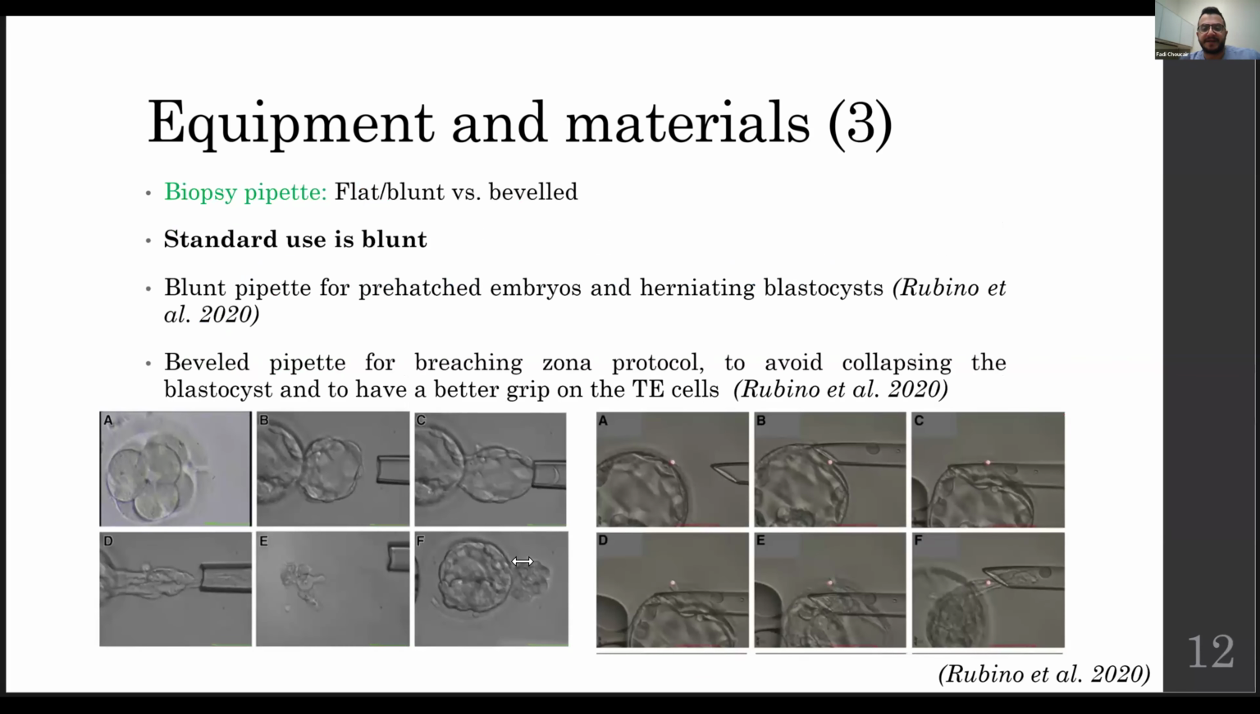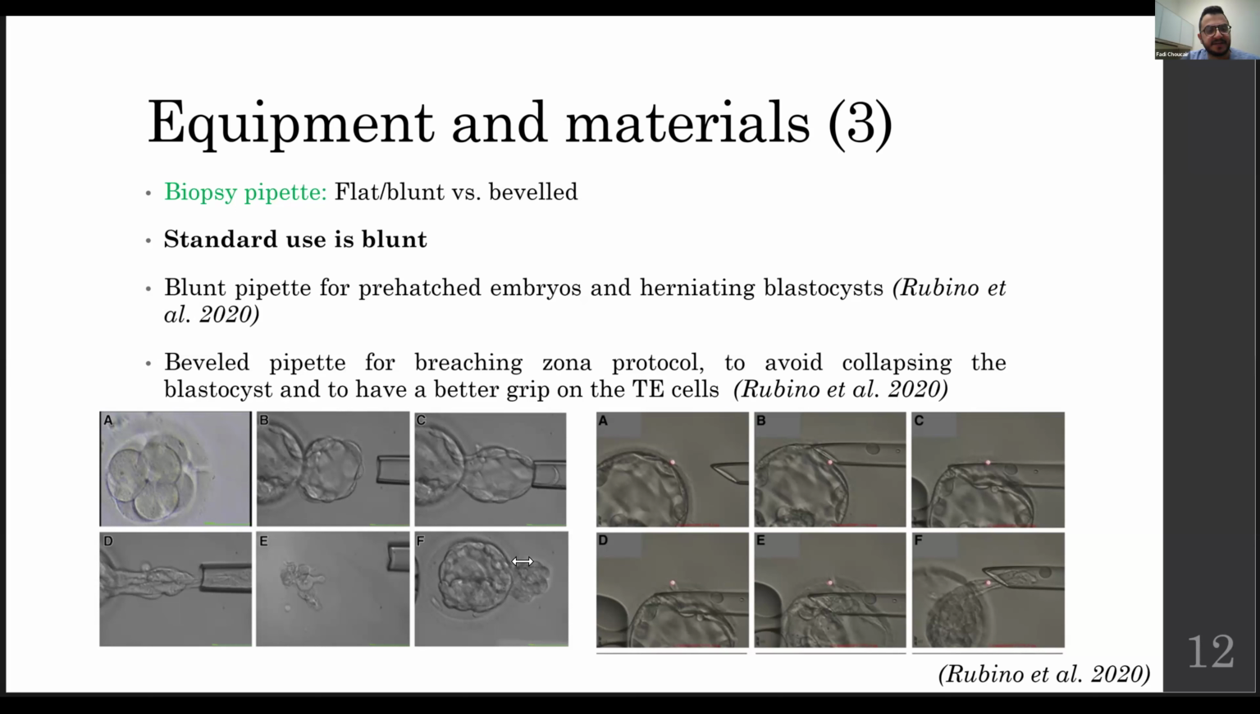The standard biopsy pipette used, also there are two models, not only the outer diameter, but also the spike. Some of them have a flat, blunt tip versus a beveled one. The standard use is the blunted ones, the flat one. Also, there are no studies showing superiority, but I'm reporting data based on the common studies.